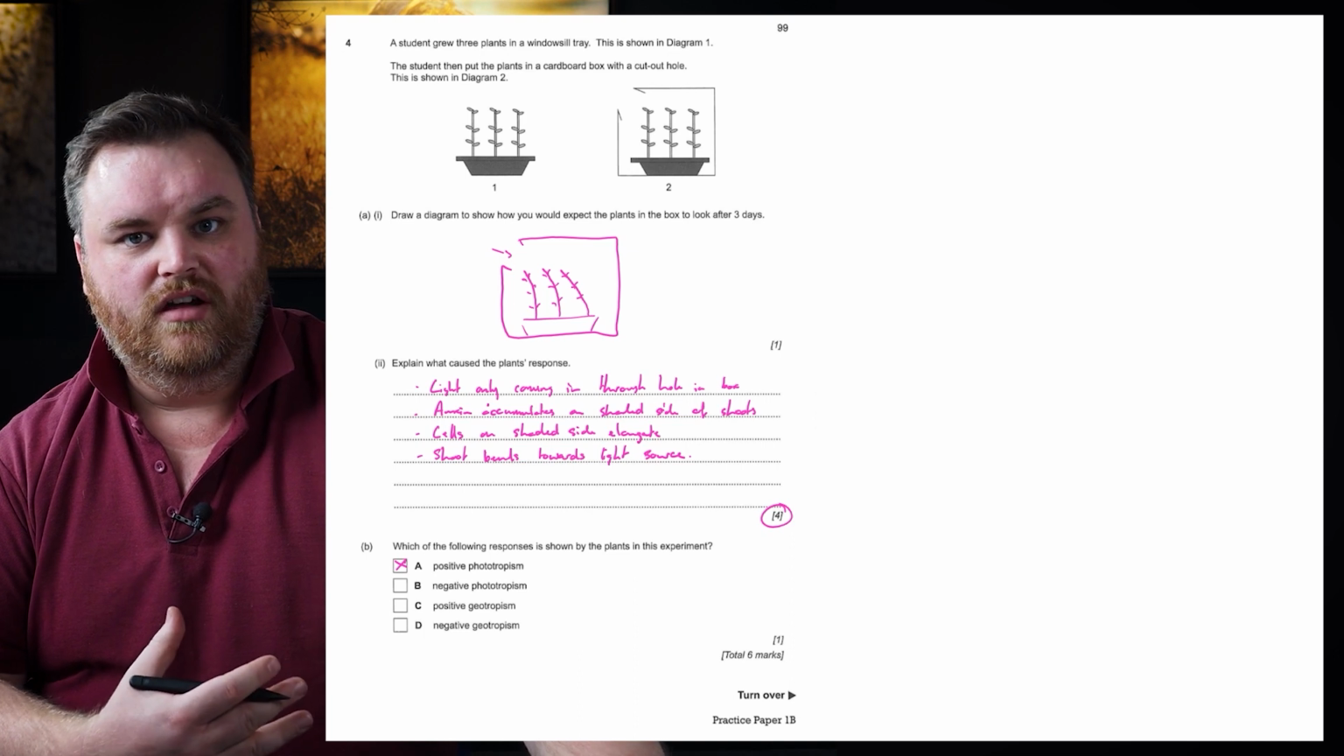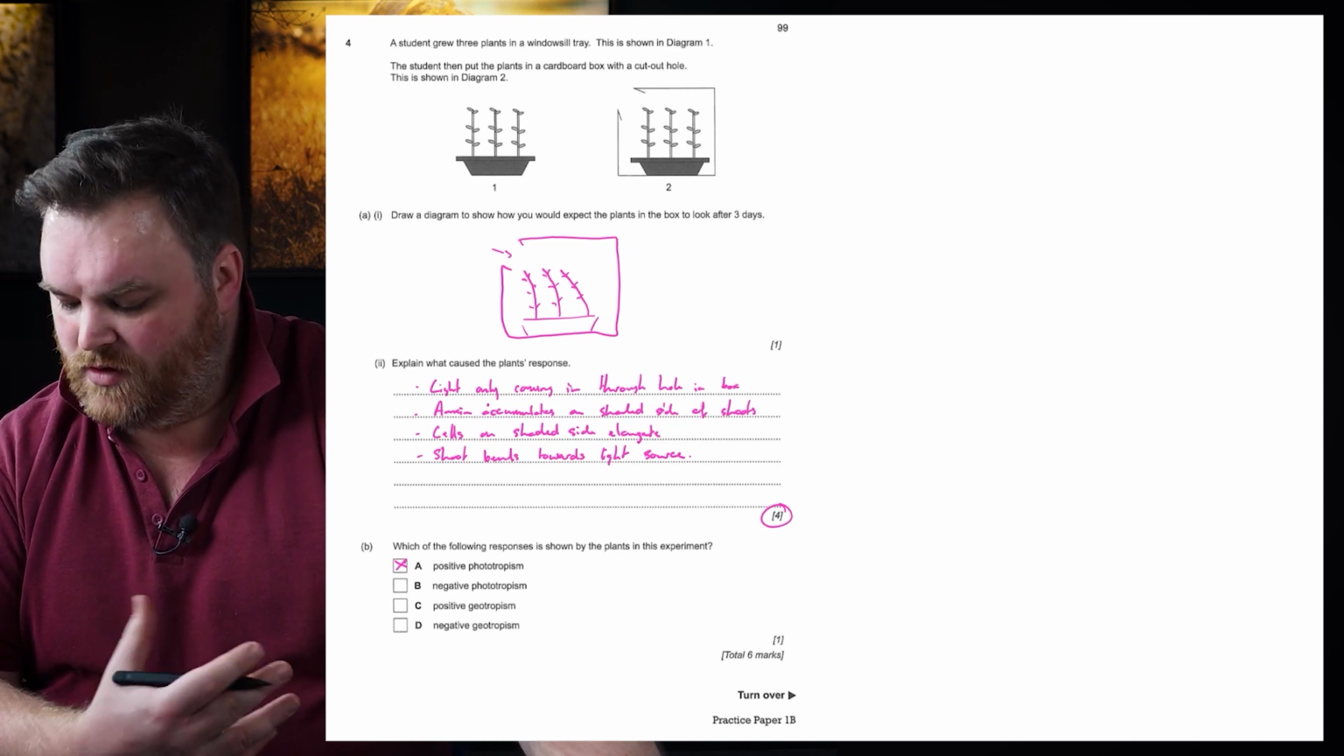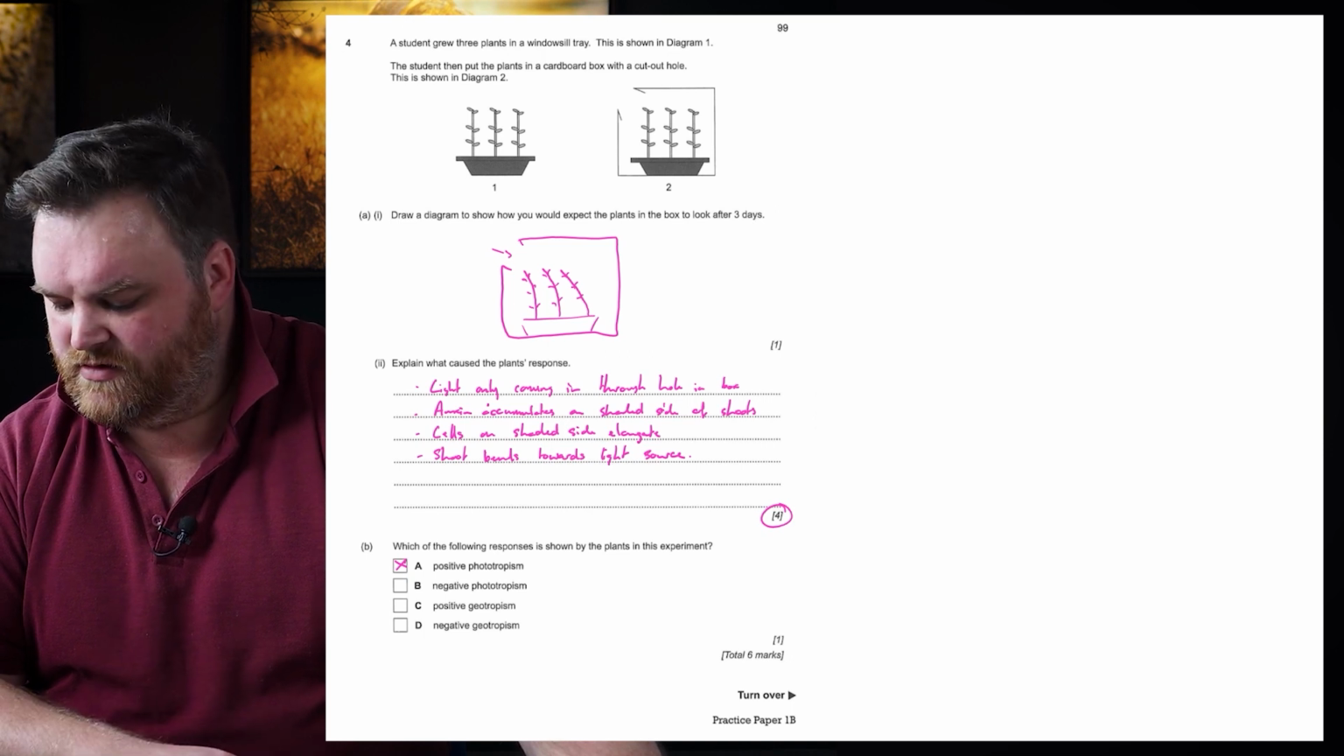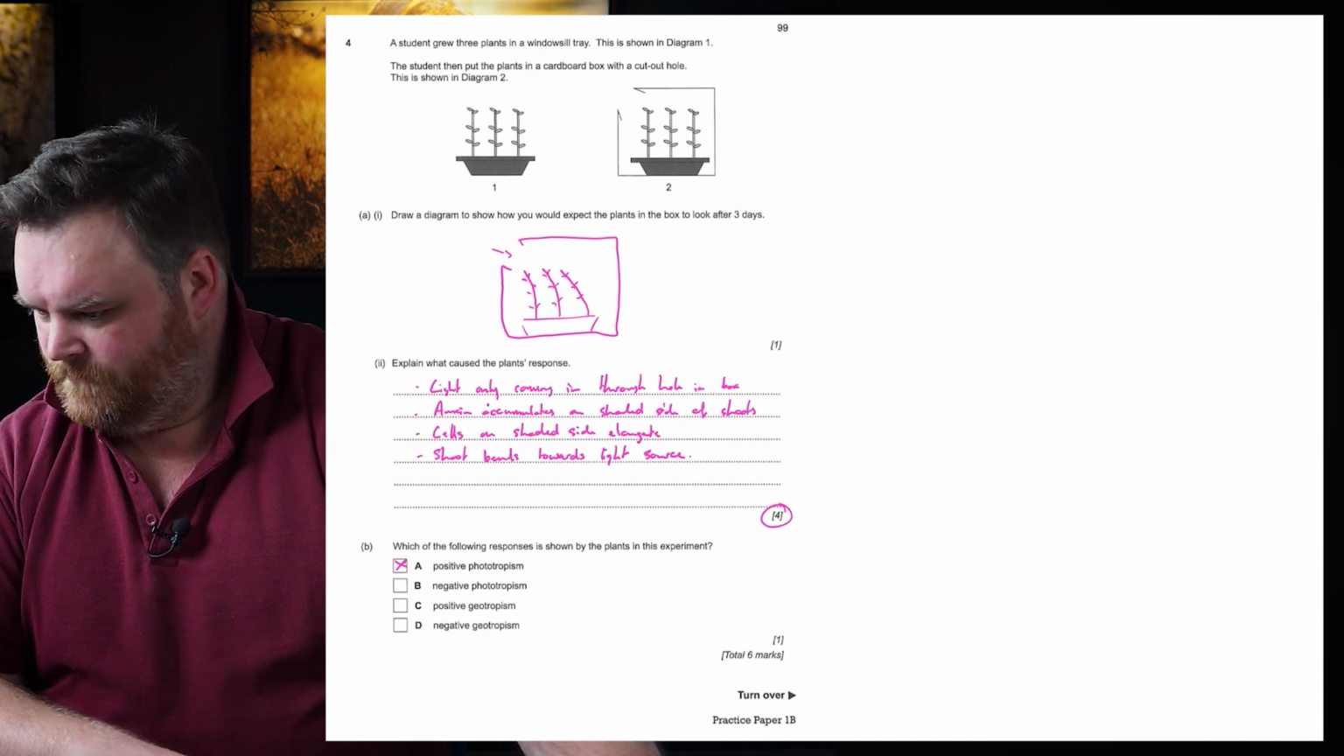Geotropism refers to the earth and gravity. So positive geotropism is turning towards gravity. Negative geotropism would be turning away from gravity. Very good, there you go.